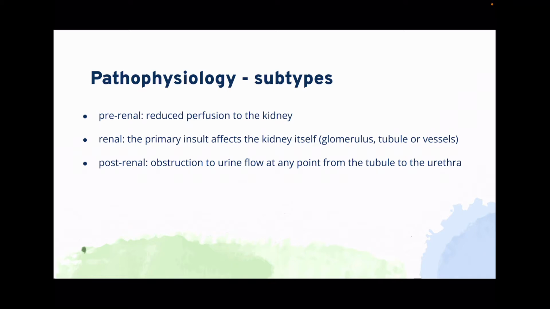Renal, when the primary insult affects the kidney itself, either the glomeruli, tubules or vessels. Post-renal, obstruction to urine flow at any point from the tubules to the urethra, either by stones, tumor or lymph node enlargement.